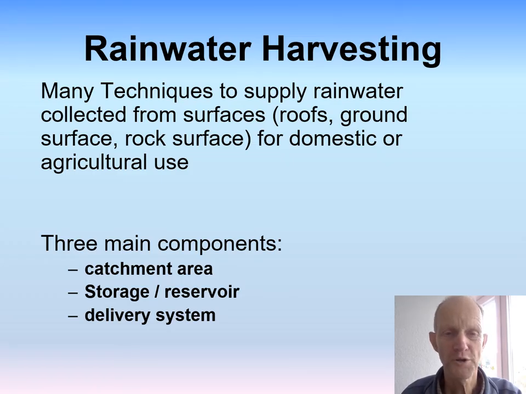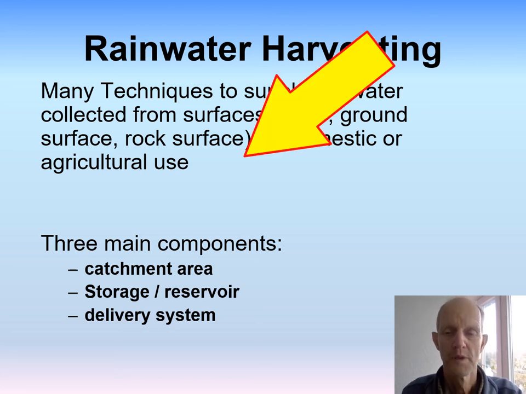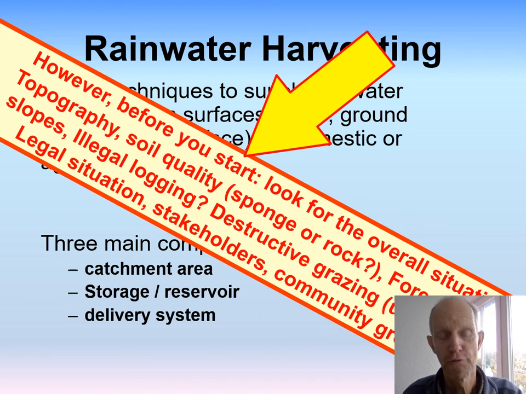All right, rainwater harvesting. There are many techniques to supply rainwater collected from surfaces. We are more talking about the catchment area, not so much the rooftop stuff, and a lot can be done there. However, before you start with anything like that, look at the overall situation. Topography, soil quality, is it more spongy or is it rock? Look for slopes, is there illegal logging, destructive grazing, change that to other patterns. So it's not just making swales and also some reservoirs, but it's also looking at the overall situation.